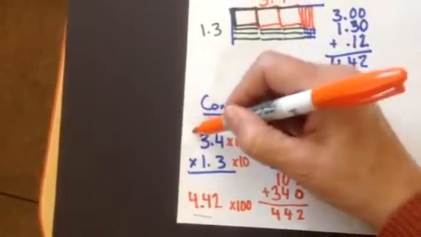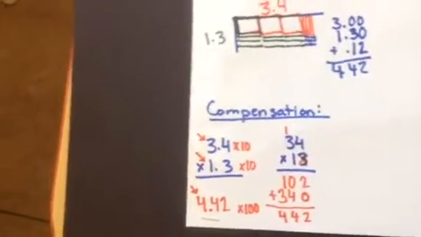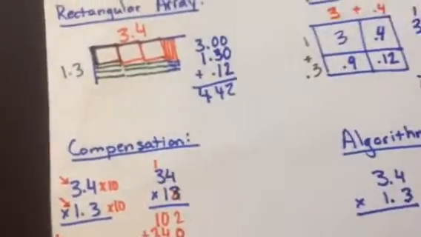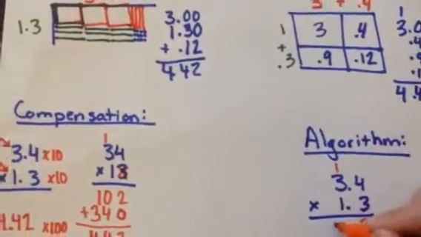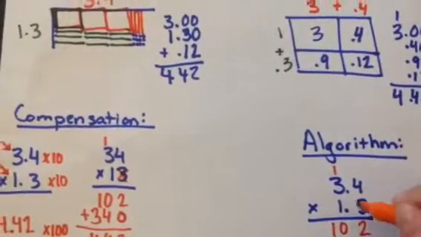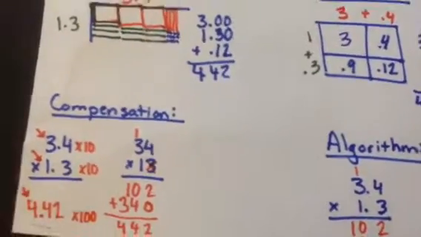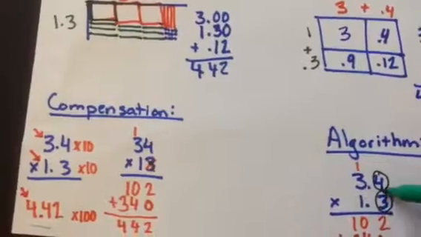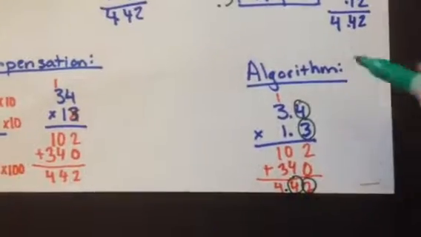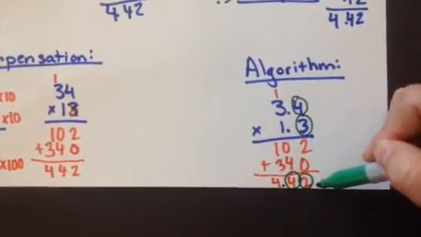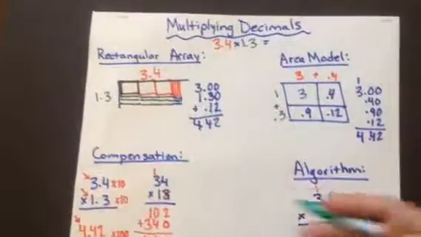This is reasonable because if I estimate 3 times 1, it's going to equal 4, not 40 or 400. For the algorithm, solve it the same way. Count the number of spaces past the decimal. Do the same thing in the answer, and that's where the decimal goes. Count the number of spaces past the decimal, and that's how many spaces in the answer. This is why this works.